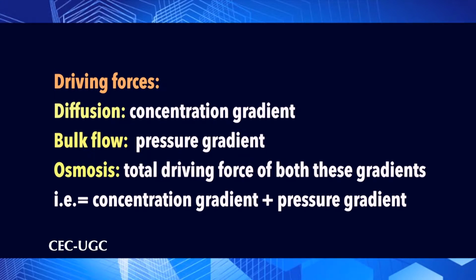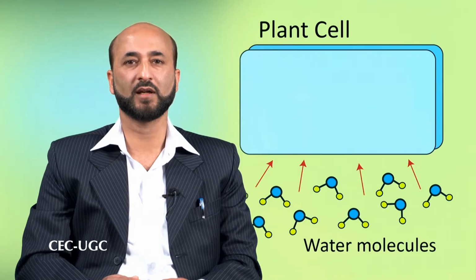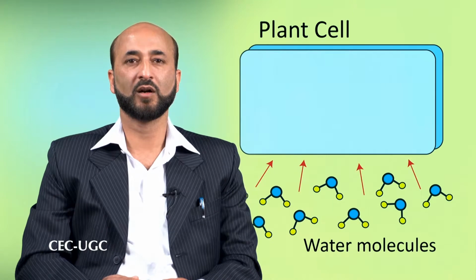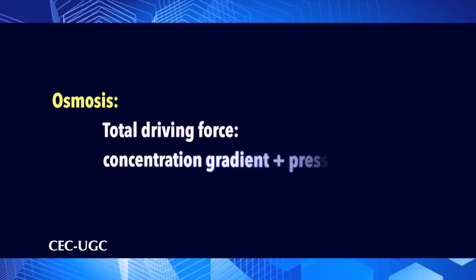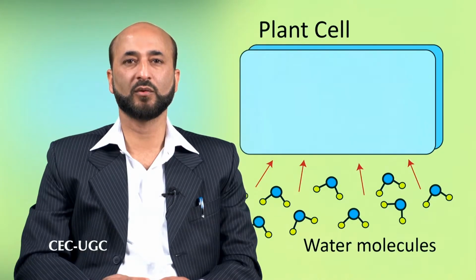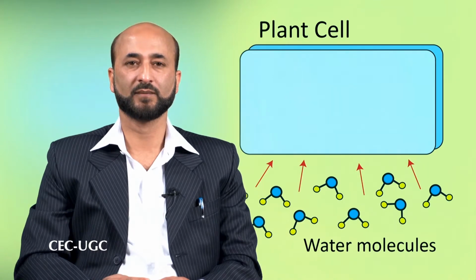That is, the direction and rate of water flow across a membrane are determined not only by the concentration gradient of water or by the pressure gradient, but by the sum of these two driving forces. In other words, the driving force for osmosis is the sum of the driving force of concentration gradient and pressure gradient. This total driving force represents the free energy gradient of water.